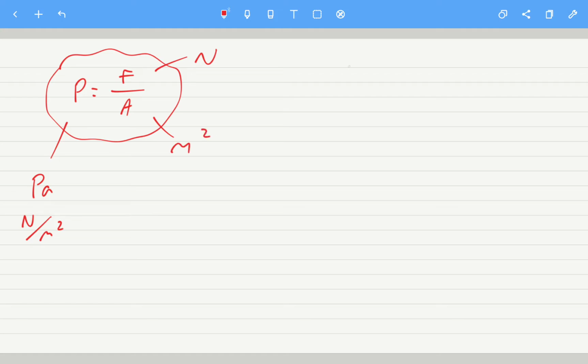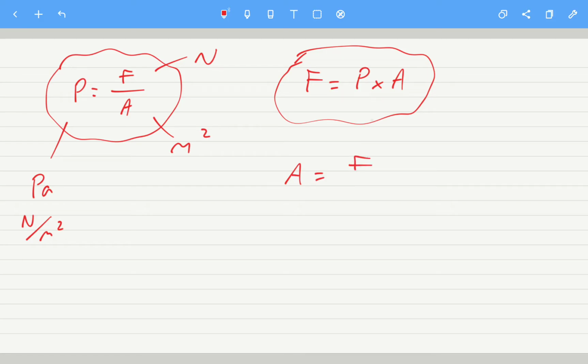If we want to rearrange to get force, we need to get rid of a divide by area. So instead of dividing by area, we need to get it to the other side, so we times by area. So force will be pressure times area. And then if we want to get area, we need to get rid of a times P. So area would be force, and instead of timesing by P, we're going to divide by pressure. So we've got three versions of that equation there. If you need them and want to write them down, please do so.